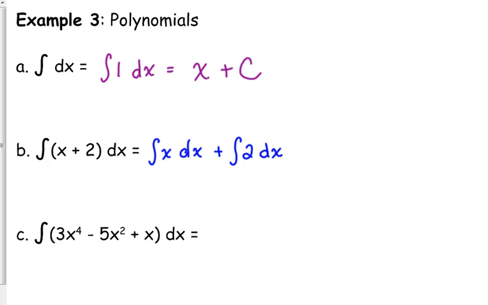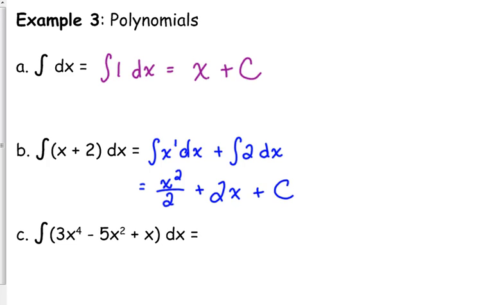Now, here, do we really have to do that? No, we really don't have to do that here. But this is for future stuff. I wanted to go ahead and introduce that idea. So the antiderivative of x is x squared over 2, right? Add 1 to the exponent, divide by the new exponent. I'm antidifferentiating x, x to the first. Add 1 to the exponent, divide by the new exponent. Plus, the antiderivative of 2 is 2x plus c.